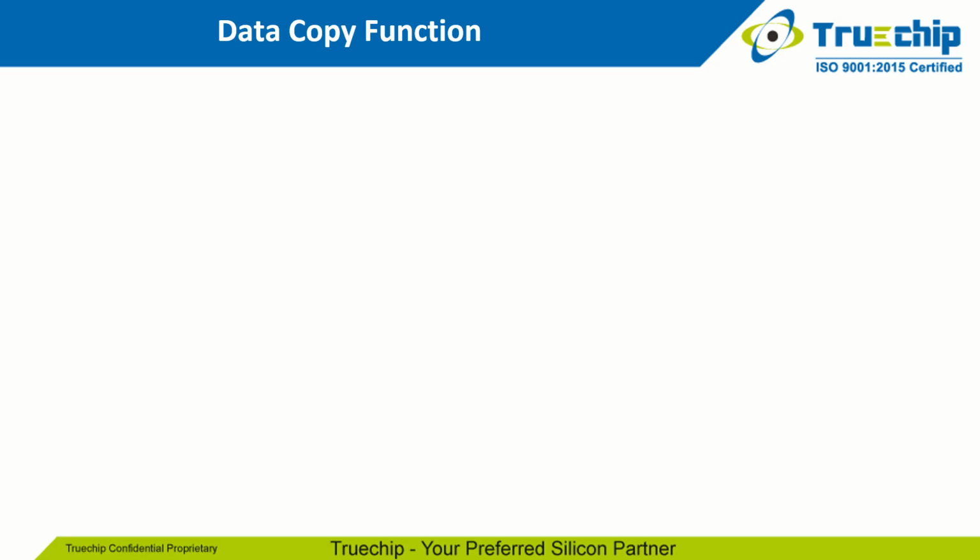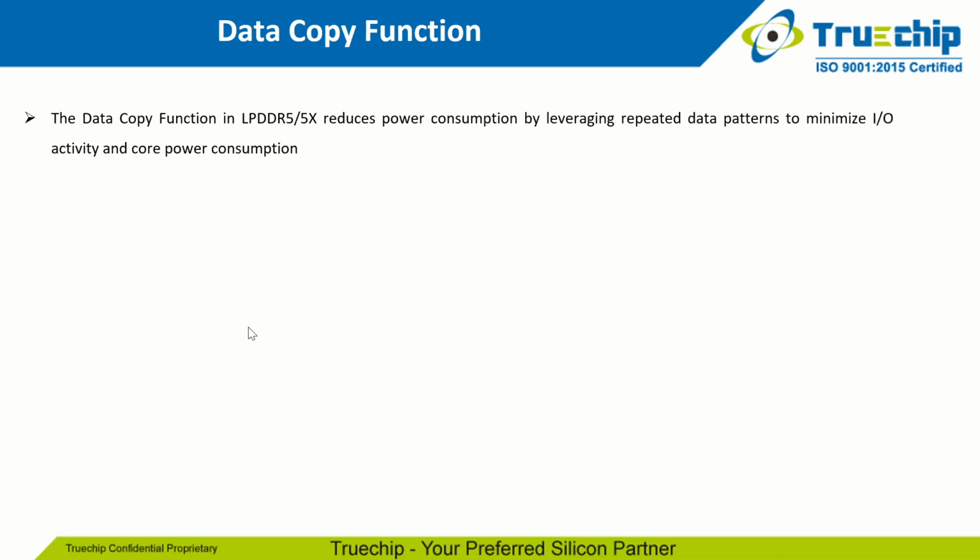Now going further, let's talk about another key feature of LPDDR5 and 5X, which is data copy. The data copy function in LPDDR5 reduces power consumption by leveraging repeated data patterns to minimize input-output activity and core power consumption. It includes two operations: write data copy, WDC, and read data copy, RDC.